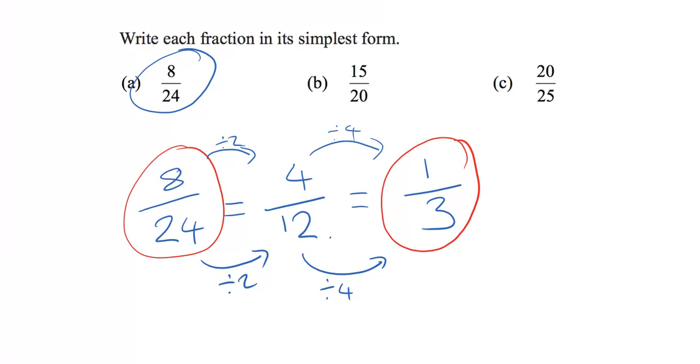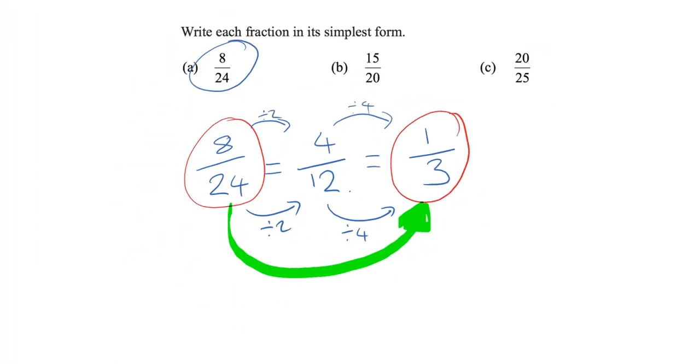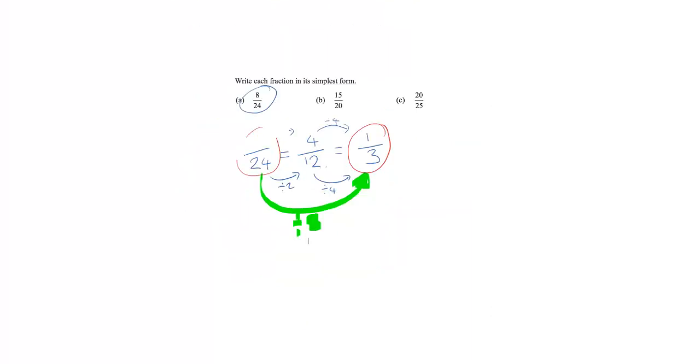And what I could have done here, if I had spotted it, is notice that right at the beginning, 8 and 24 can both be divided by 8. And this would have done the same thing in one step. So I could have divided those both by 8. Now, let's look at part B.